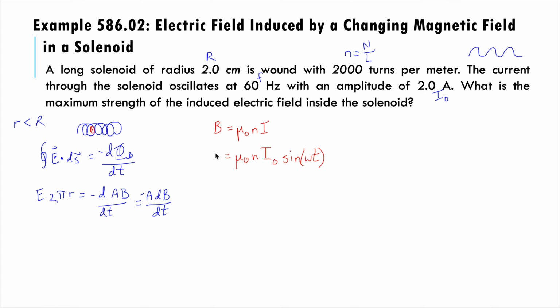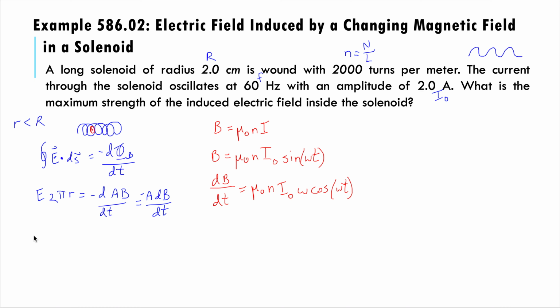All right, so now that we have an expression for B, we have to take the derivative with respect to time. Let me just do that here on the side since I have room. I'm going to take out the constants, mu naught, n, I naught, and then the derivative of sine omega t is going to be omega cosine of omega t. Alrighty, so now we can go ahead and plug that in here.